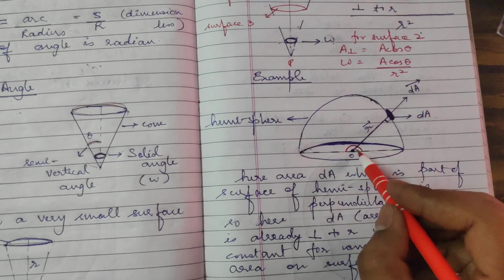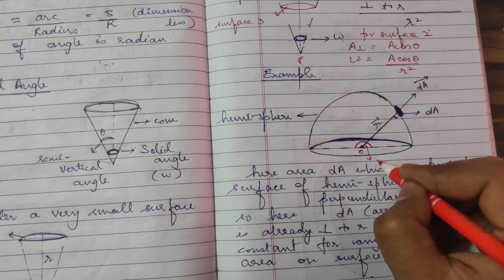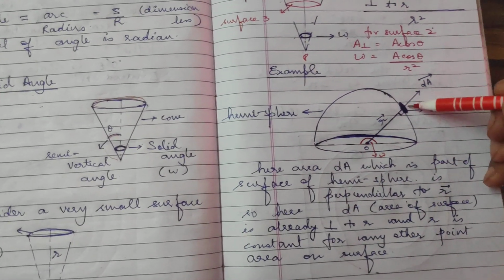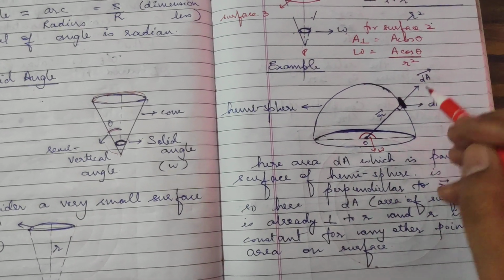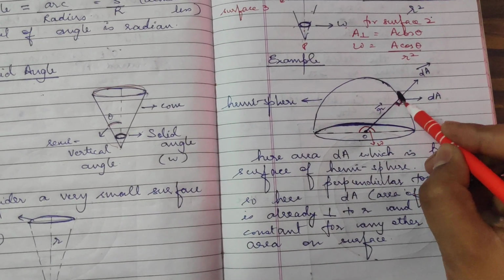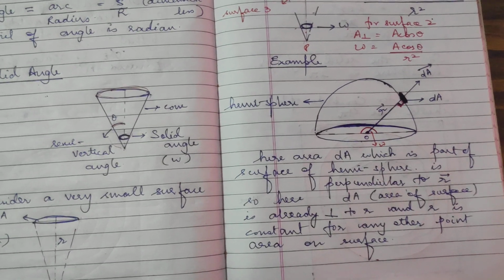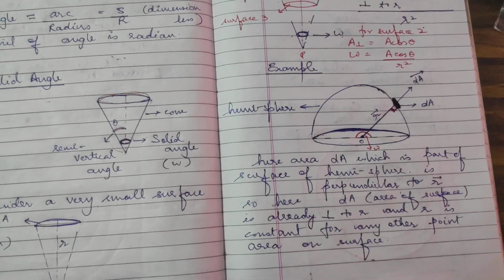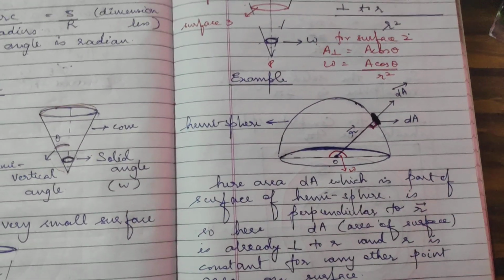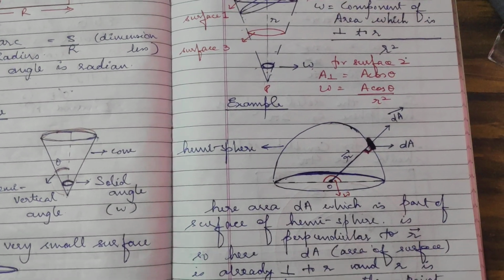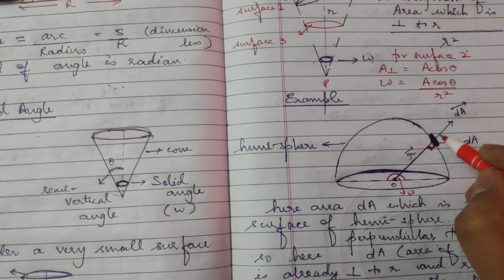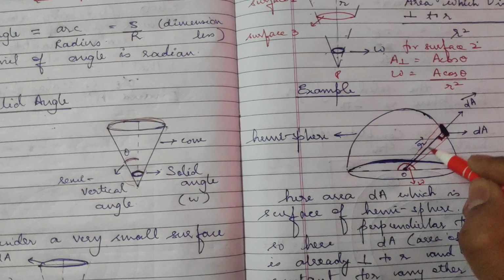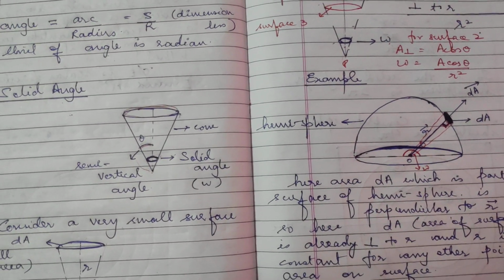Now I have to find the value of this solid angle, calling this omega. So what I have done is, I have assumed this point. Now I see that the area at this point is perpendicular to R. See, it is perpendicular to R. Now since the area is perpendicular to R, I will join all of these lines at O. So by this area, the solid angle formed is this. This is the solid angle.